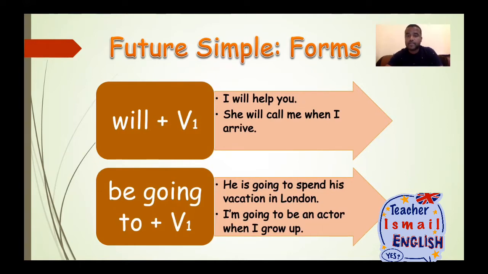Okay, so he's going to spend his vacation in London, or you can say I'm going to be an actor when I grow up. So you see, these are the forms of simple future. Sometimes we use will plus the verb in infinitive, and sometimes we use be going to plus the verb in infinitive. It means the verb to be in present plus going to plus the verb in infinitive.